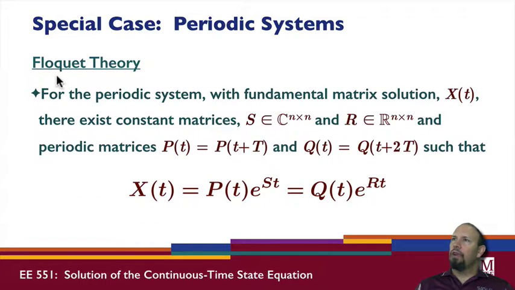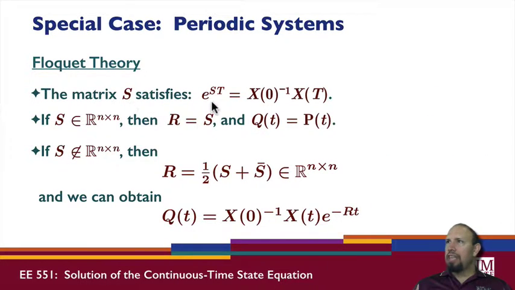So we can use something called Floquet theory, which says that for a periodic system with a fundamental matrix solution X, there exist constant matrices S and R, and a periodic matrix P, and a periodic matrix Q, where notice that Q has a period that's twice T, where X can be written as P of t times e to the St, and it can be shown to be equal to Q of t times e to the Rt. So we actually have these two different ways of representing the fundamental matrix of solutions.